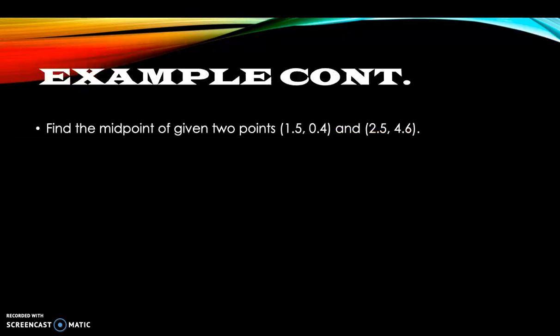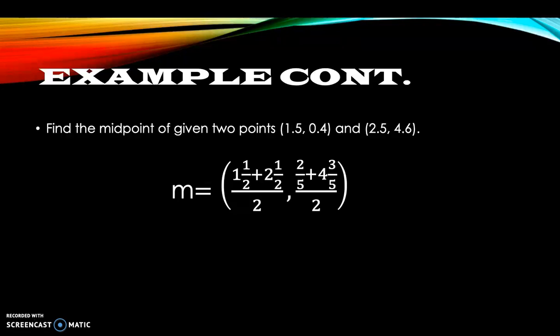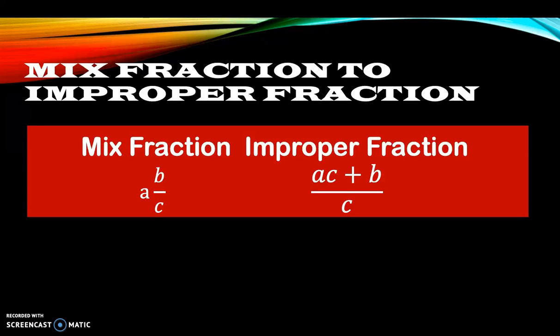Since we now know the fraction form of 1.5, 2.5, 0.4, and 4.6, we now have (1 1/2 plus 2 1/2) all over 2, comma, (2/5 plus 4 3/5) all over 2. We will now convert these mixed fractions to improper fractions.